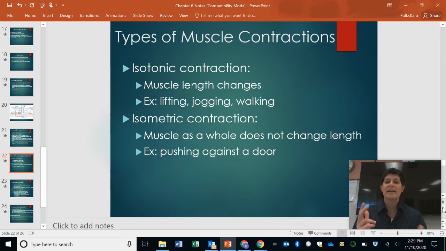Isometric and isotonic can be used to condition, strengthen, and work on our muscle strength. And they shouldn't be used by themselves. Using them together is a good thing to do for our muscles. So, two big types of muscle contractions, isotonic and isometric.